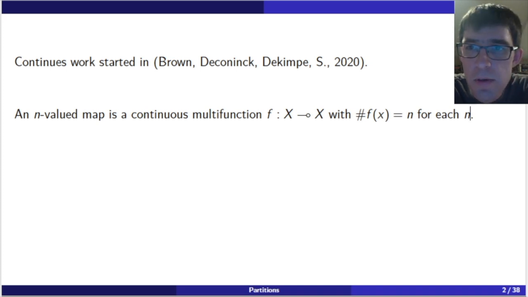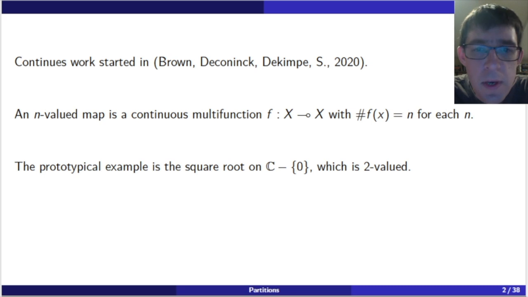Every one point goes to n different points when you do the function. And the typical example that you should imagine is the square root function, which is two-valued. Every number has a positive square root and a negative square root. It's two-valued apart from the 0. You got to disregard the point 0. But I'm going to view the square root on the complex plane. Apart from 0, it is a two-valued function because every number has two square roots.